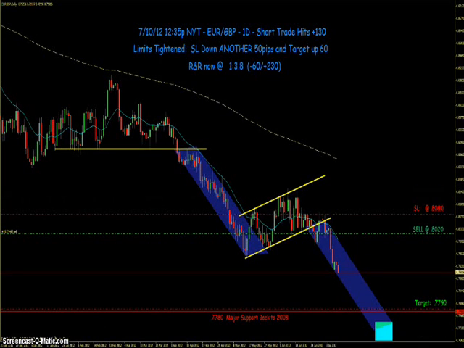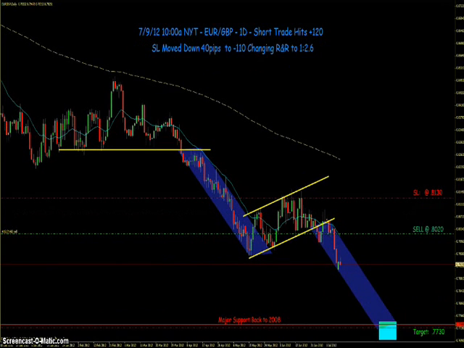Here's where the trade stands now. We're at plus 130 pips. Stop loss has been moved to minus 60. Now the target has also been moved up, as well as that major support line, this here. If you recall, this was sitting somewhere around 77.40, give or take. I think if we went back, yeah, 77.40, and then our target was 77.30.